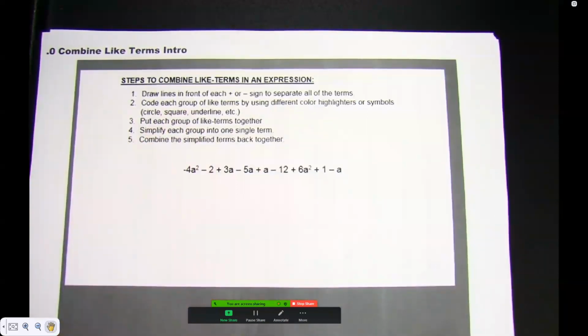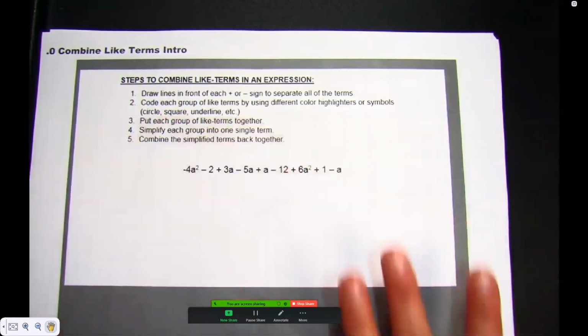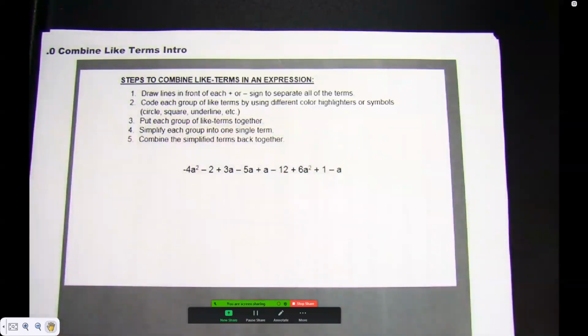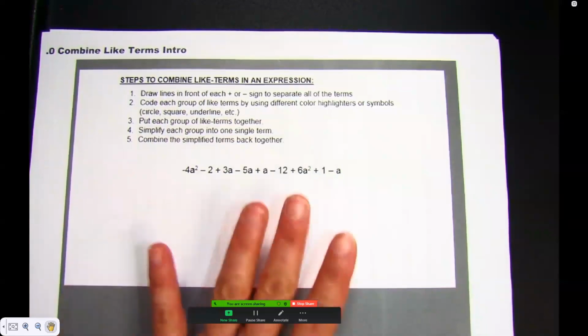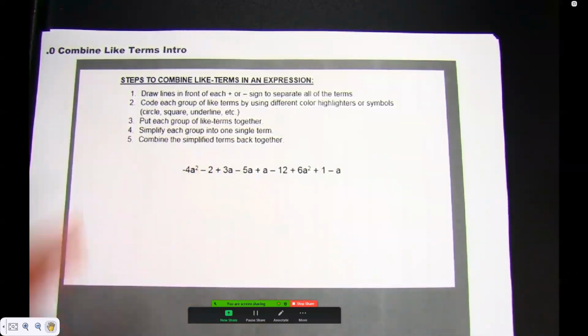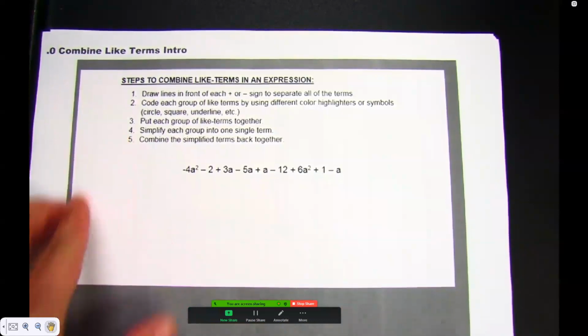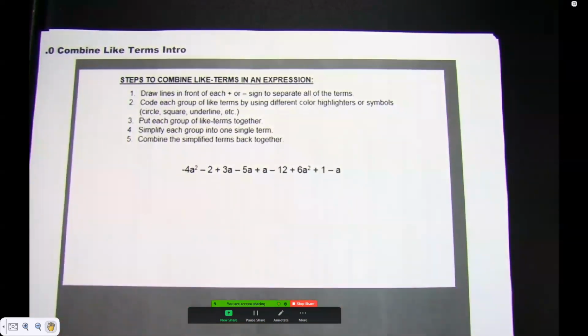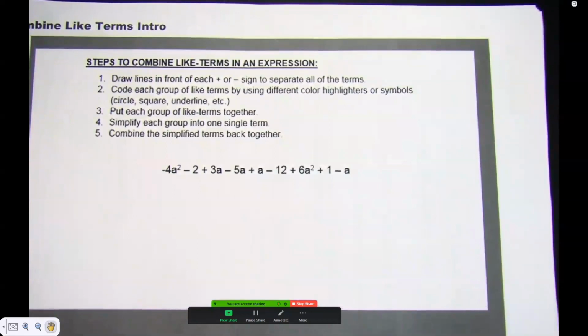Then we're going to put like terms together and simplify each group and then put it back together. So if you kind of struggle with this concept, this is a great way to make this go nice, clean, neat, organized. If you guys already know how to do this, you do not have to follow these steps. These steps are just in case you kind of struggle on what to combine. So let me go ahead and demonstrate the steps here.